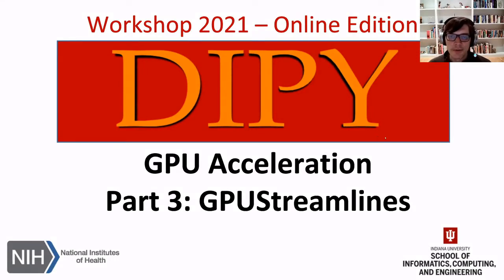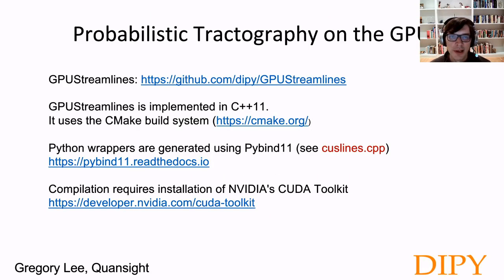Okay, for part 3 of the section on GPU acceleration, I'm going to be presenting the GPU Streamlines package. I want to mention that this package is not one I personally worked on, but I'm presenting it on behalf of the rest of the DIPY team and some collaborators at NVIDIA. It's a probabilistic tractography implementation on the GPU.